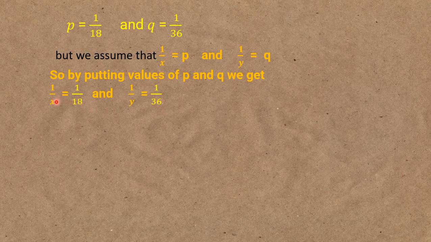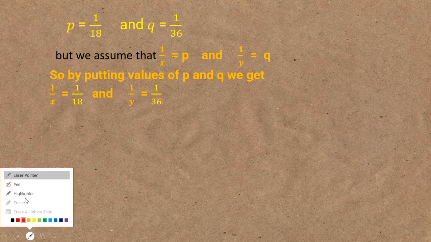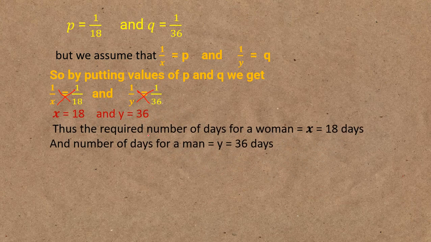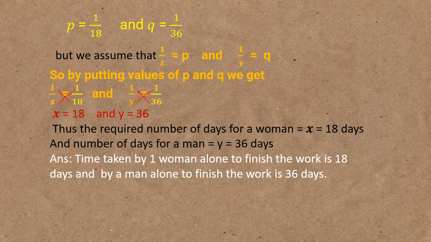Now again when we cross multiply, we get x multiplied by 1 and 1 into 18. Similarly, y multiplied by 1 and 36 multiplied by 1. So here we get x is equal to 18 and y is equal to 36. So we can say that the required number of days for a woman is x, which is 18, and the number of days for a man, y, is 36. So finally we get the answer. The time taken by one woman alone to finish the embroidery work is 18 days, whereas by a man alone to finish the work is 36 days.